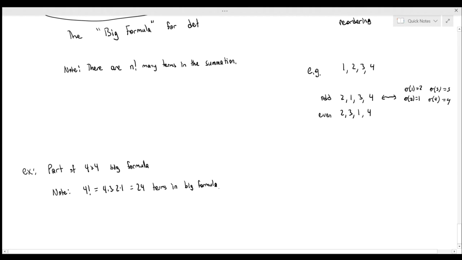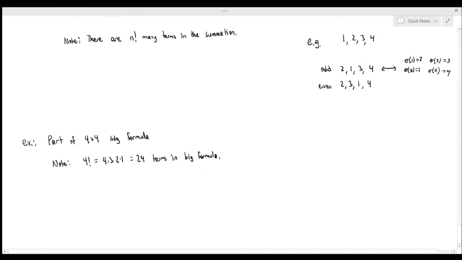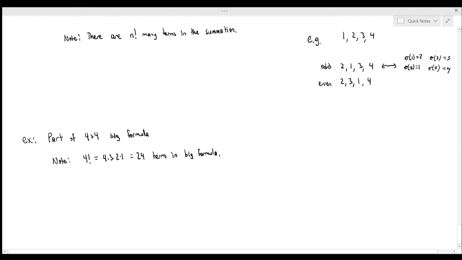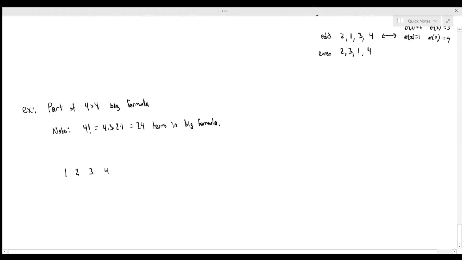So I'm definitely not going to write out all 24 terms because you don't want me to take the whole review doing this. But just to show you how you would figure them all out, I'll do some of them. Okay, so I'm going to start with the numbers 1, 2, 3, 4 written in order. And what I would want to do is find all the permutations or all the reorderings of these numbers. So here I wrote down some of the permutations already.